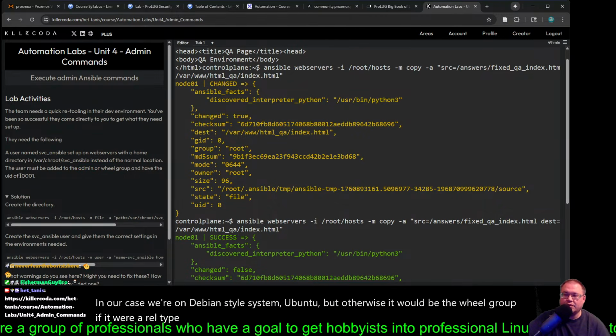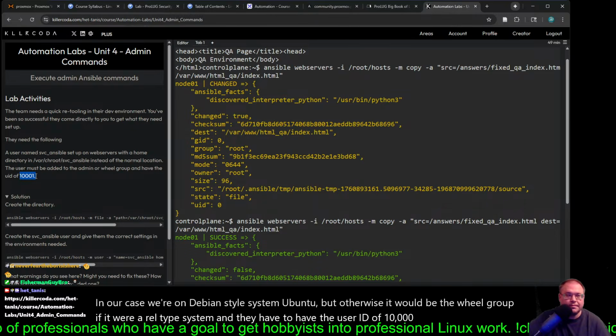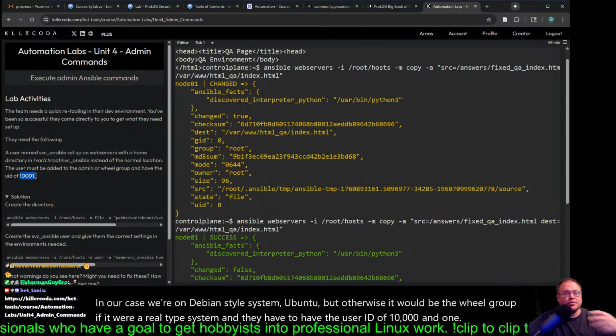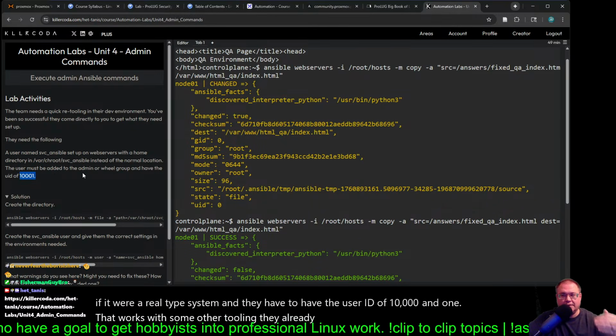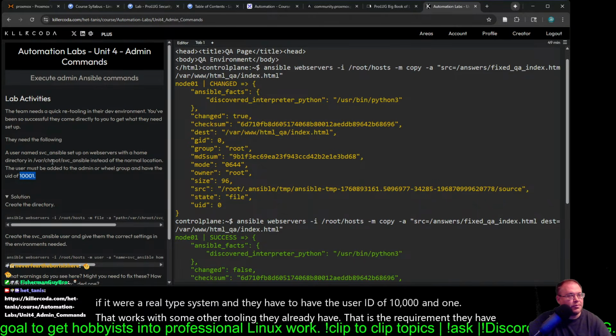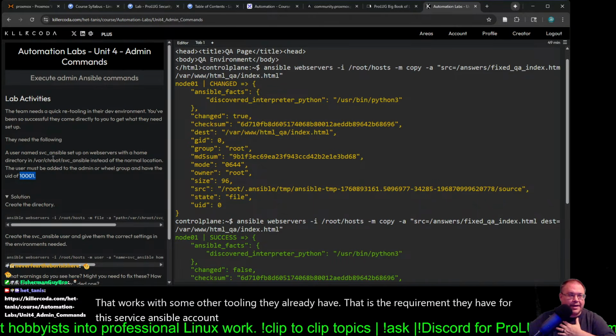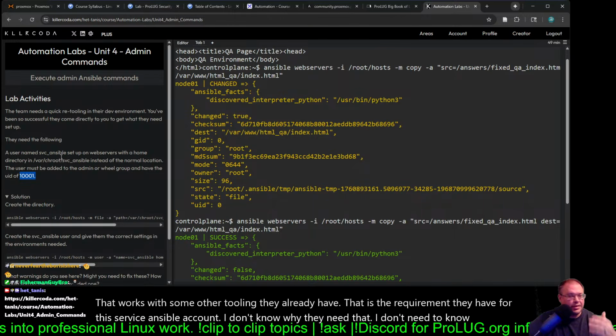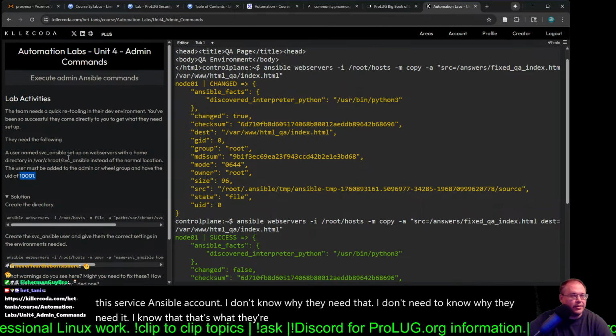And they have to have the user ID of 10,001. That works with some other tooling they already have. That is the requirement they have for this service_ansible account. I don't know why they need that. I don't need to know why they need it. I know that that's what they're requesting. Can I do it, right?